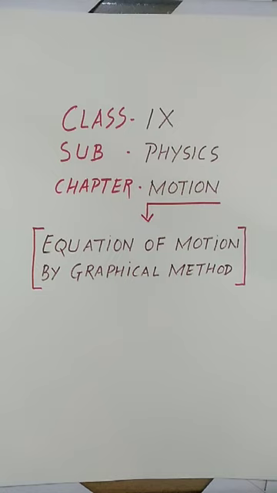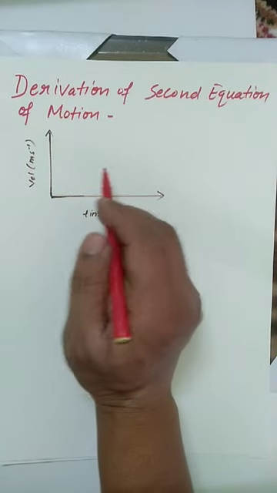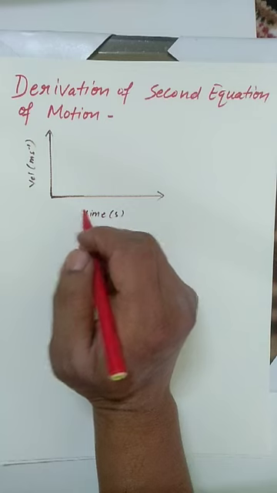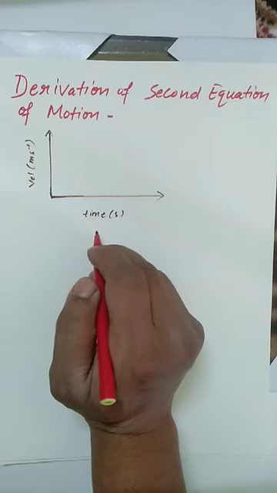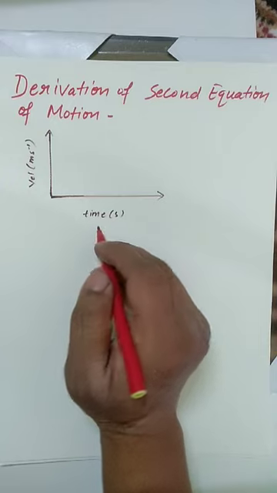As you know, in chapter motion we are discussing equations of motion by graphical method, and today I am going to show you how we can derive the second equation of motion by graphical method. So guys, to derive the second equation of motion, we have to draw a velocity time graph as we have drawn in the first equation of motion. The similar graph we will draw here.